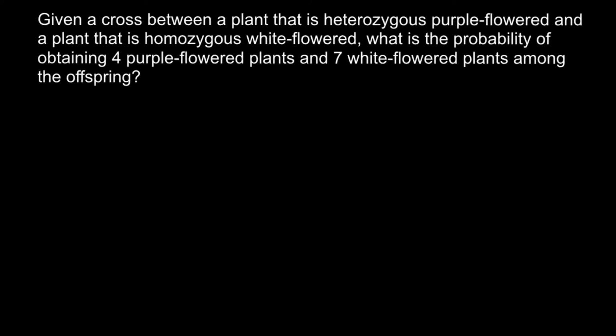In order to solve this problem using the factorial method, we have to know a formula, which is n factorial divided by s factorial times t factorial, multiplied by p to the power s and q to the power t. So how do we use this formula?